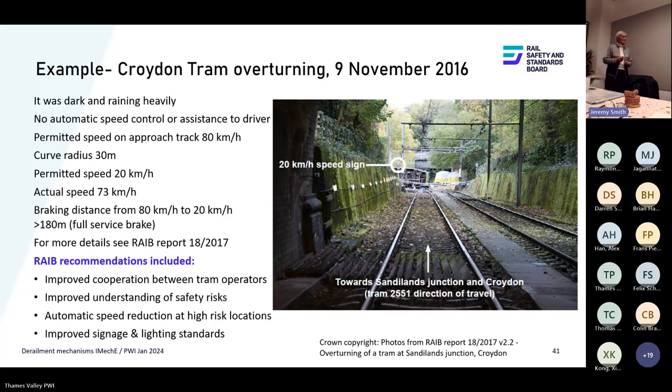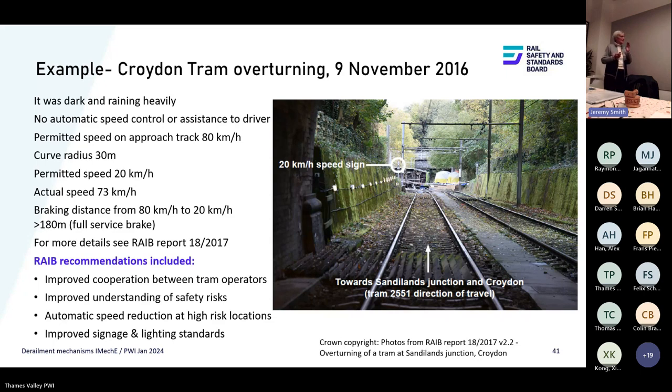That in the distance there was the speed sign that told him he had to be down at 20. There's no way you can see that from 180 metres. It's a useless piece of signage. It's not telling the driver anything, certainly not in the dark. And for more detail, look at the RAIB report.